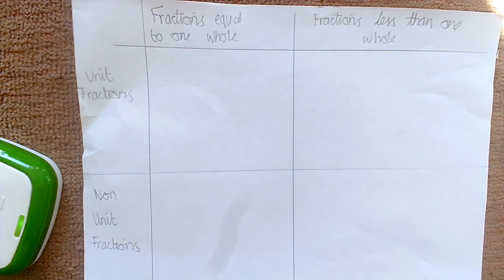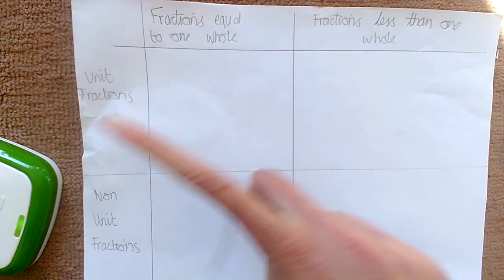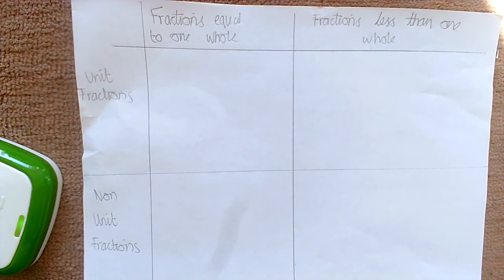So remember, unit fractions is where you've got 1 part shaded out of a certain number of equal parts, and non-unit fractions is more than 1 part shaded out of however many parts there are. For example, 1 quarter, or a quarter, is a unit fraction. 2 quarters is a non-unit fraction because it's 2 parts shaded out of 4.